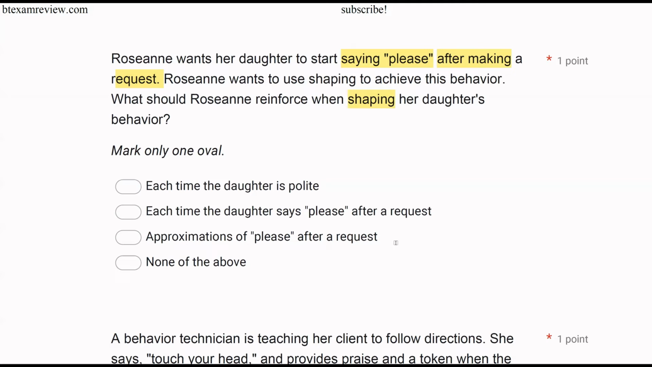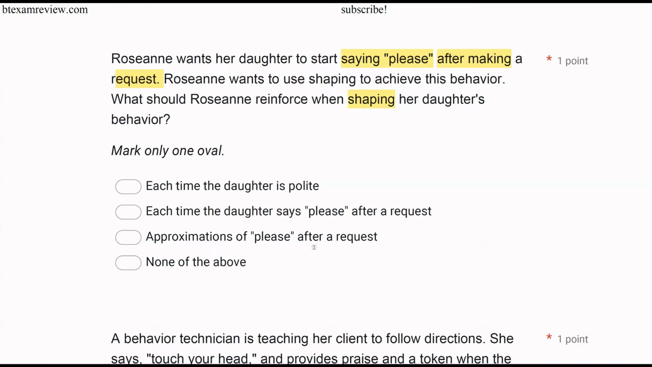Now with shaping, we aren't quite at our final behavior yet. That's why we have to shape that behavior. So jumping straight to the target is not shaping. So if the daughter isn't yet engaging in please after making a request, B is not going to be possible. C, approximations of please after a request.